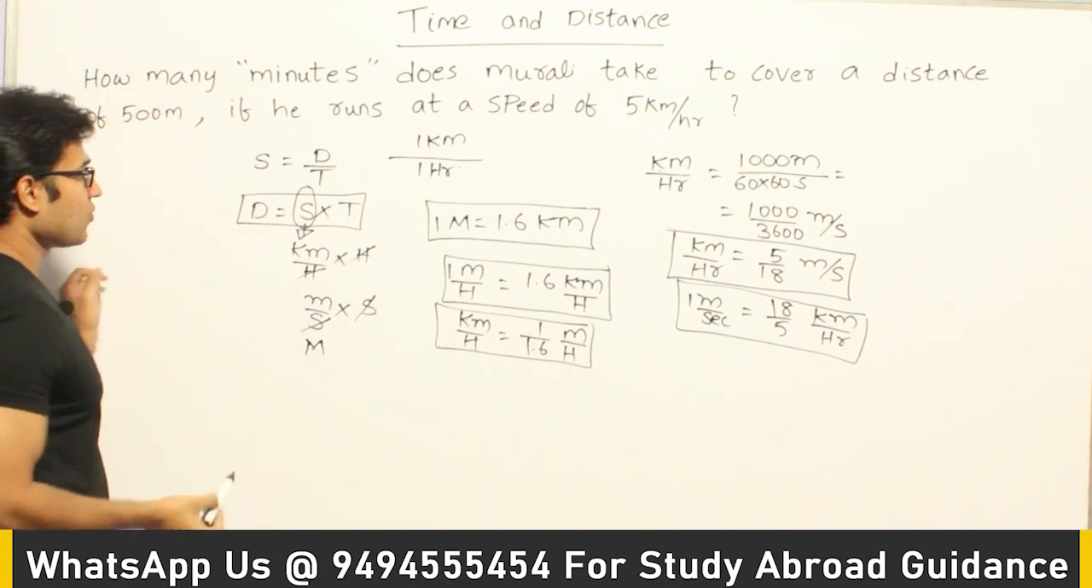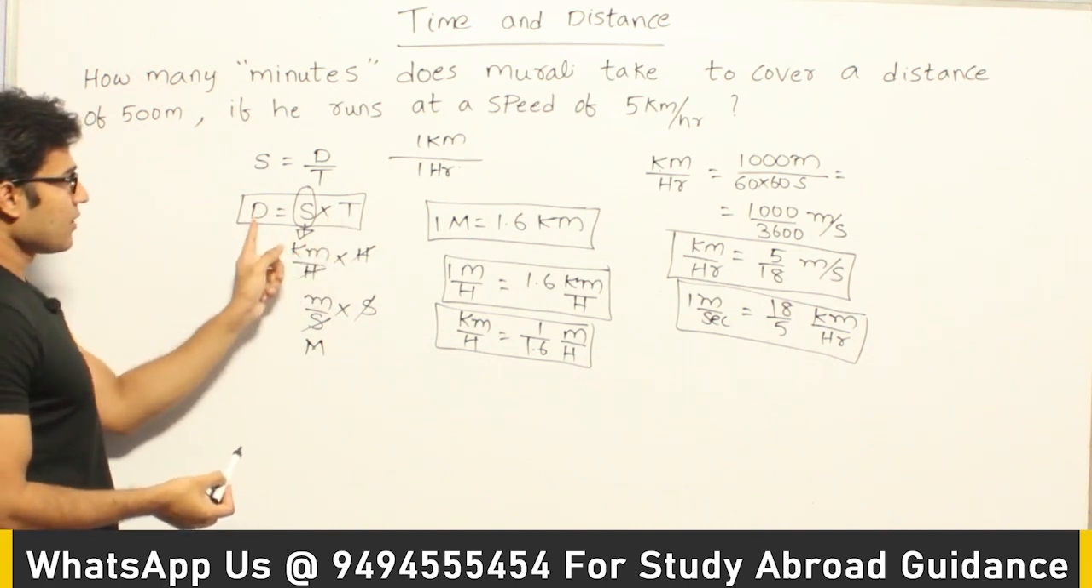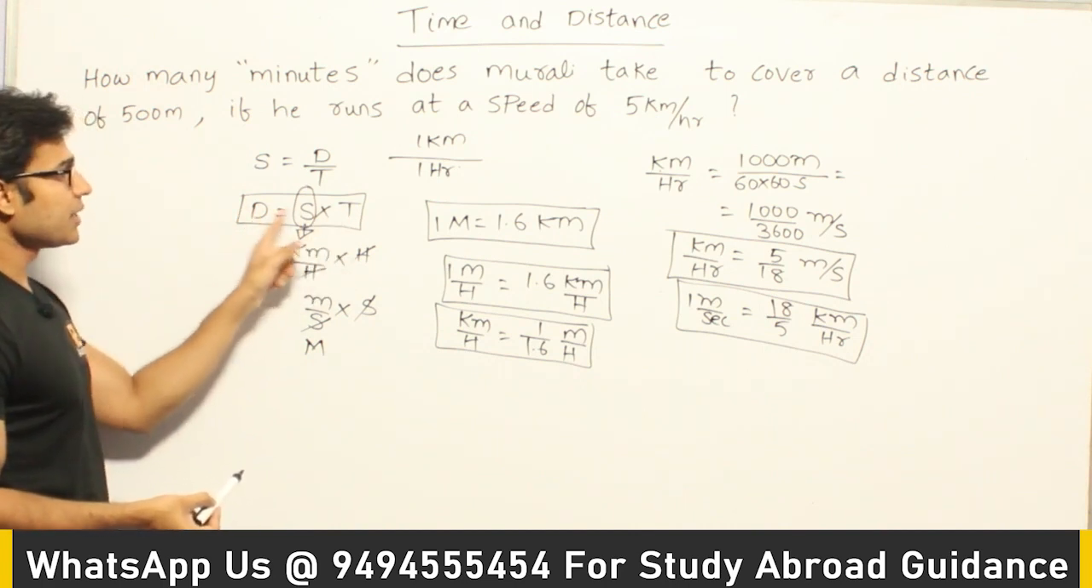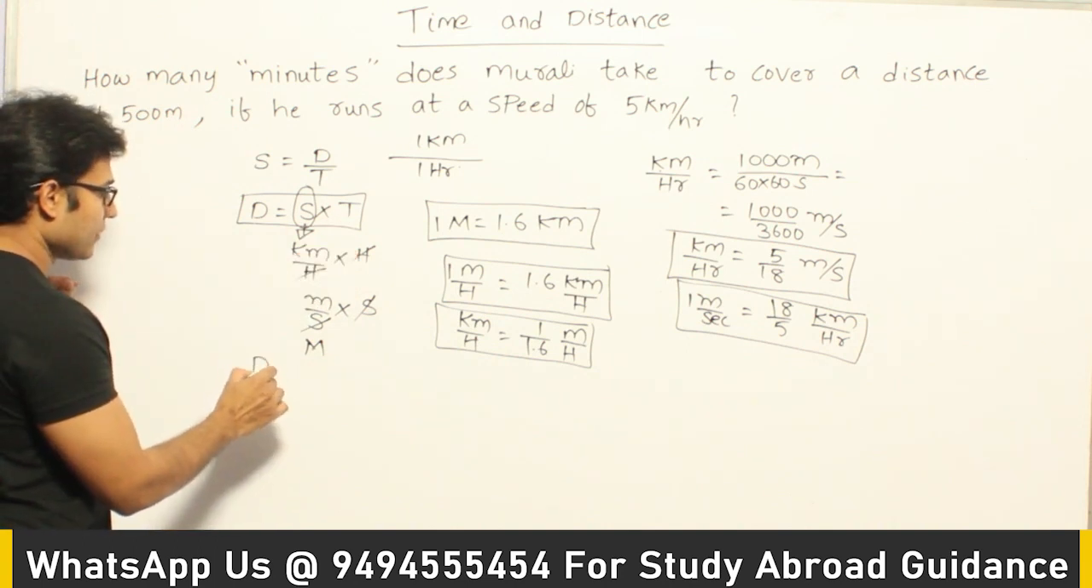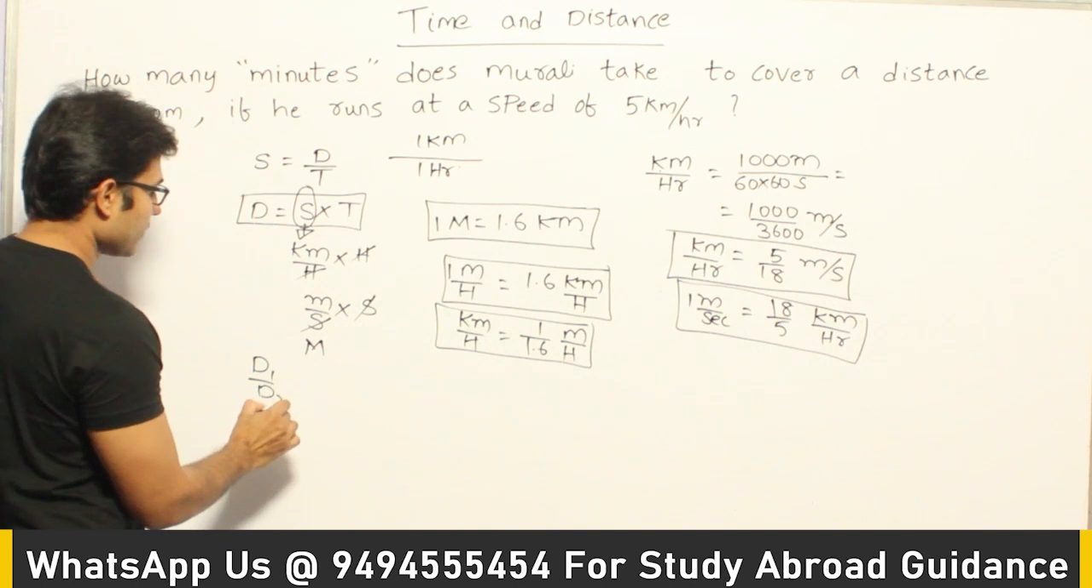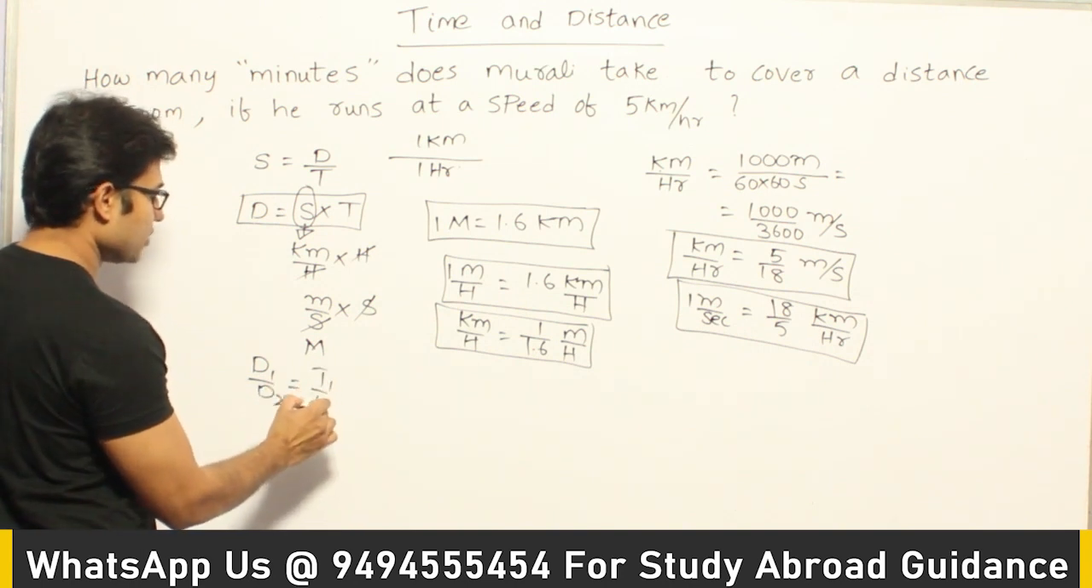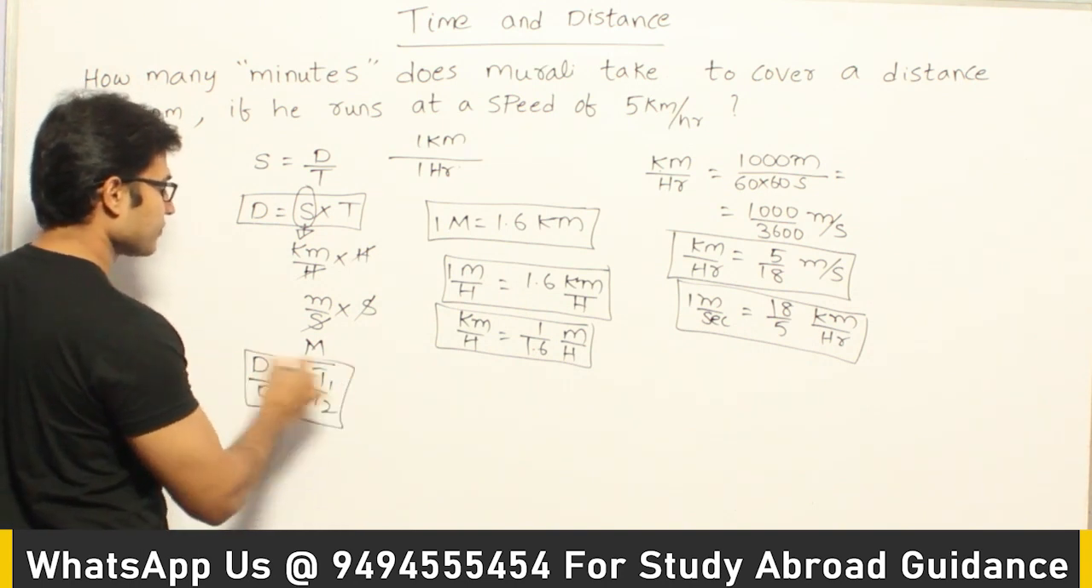If speed is constant, what will be the relationship between d and t? Distance will be directly proportional to time, right? In that case, what happens? d1 by d2 will be equal to t1 by t2, given that speed is constant, right?